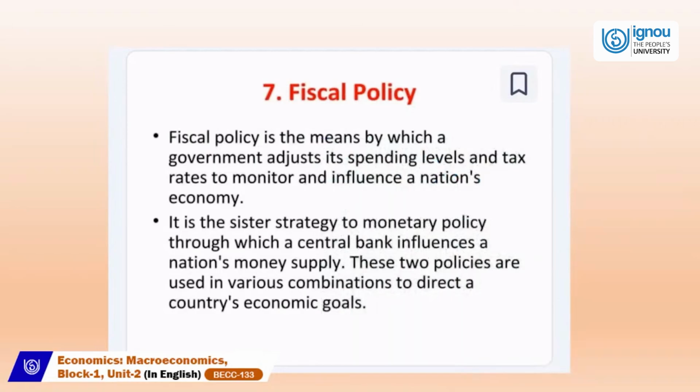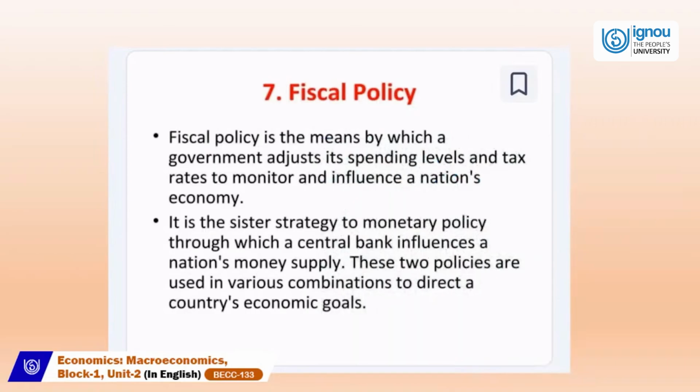The next one is fiscal policy. Fiscal policy refers to spending levels or tax rates used to monitor and influence the national economy. In other words, fiscal policy refers to government spending levels and tax rates for monitoring purposes, which ultimately influence the national economy. So that's called fiscal policy.